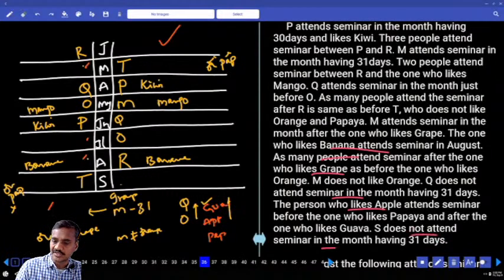And S does not attend the seminar in the month having 31 days, so S must be 30 days. S is here. Now if S is here, N is the person left over. Then, now we have done with this one. Then grapes: M is after the one who likes grapes, and grapes can be in the first two places. Now where can we have these grapes? Now we cannot have grapes at this place.